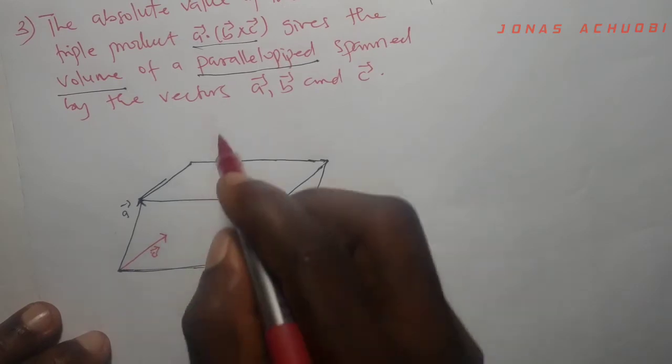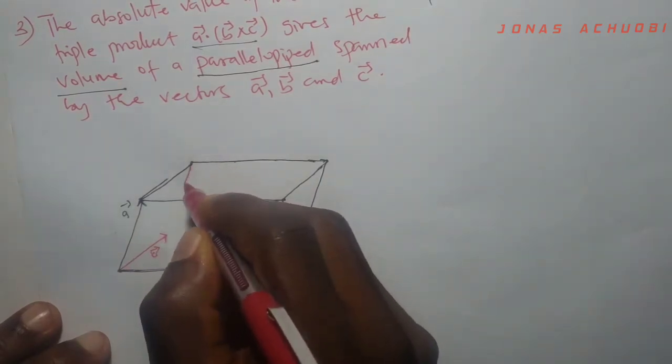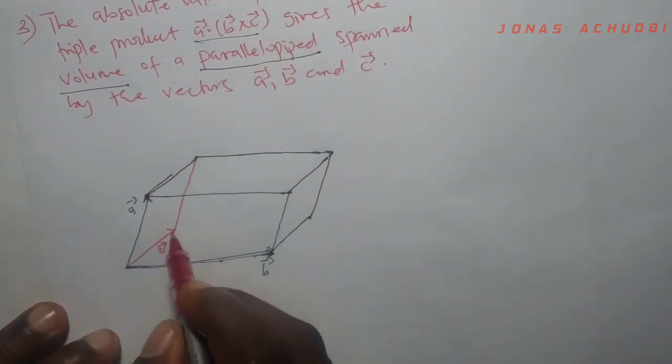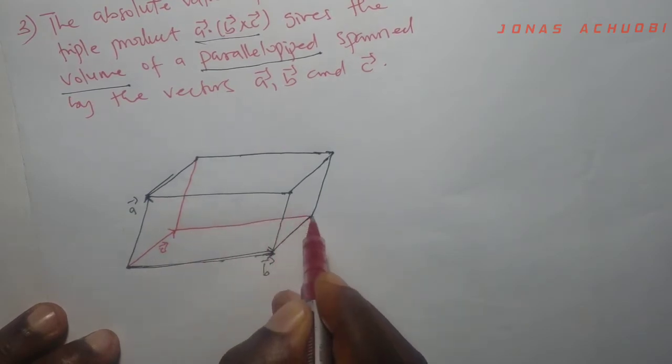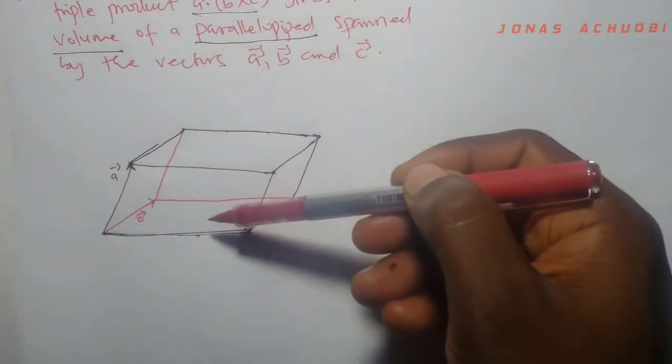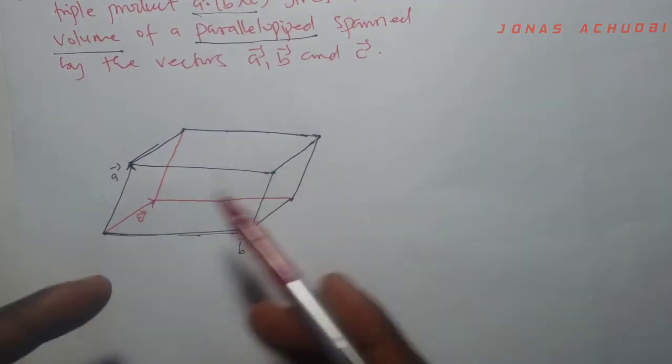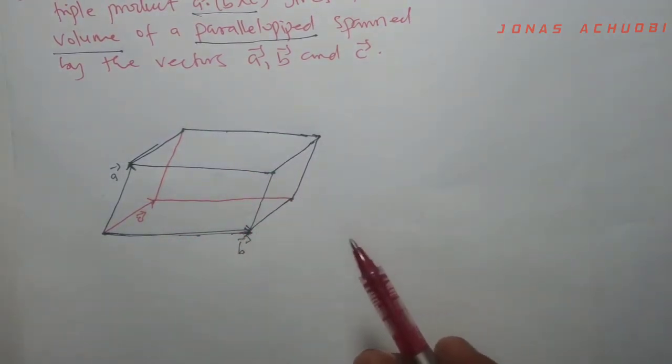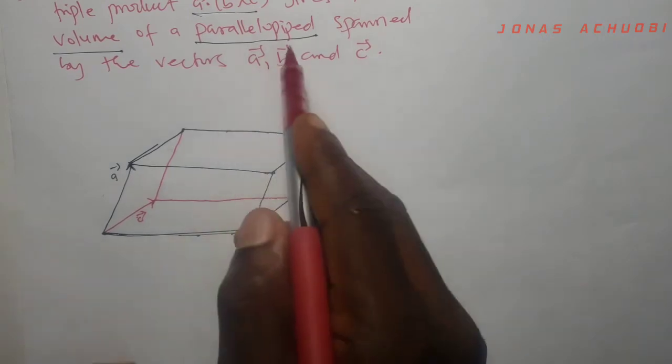So if we make another copy of vector B, and that is it. So this is a shape which we call a parallelepiped. So you see that it has 6 faces, 1, 2, 3, 4, 5, 6, and each of the faces is what? A parallelogram. So this is called a parallelepiped.